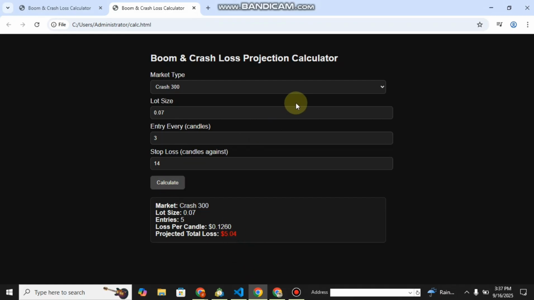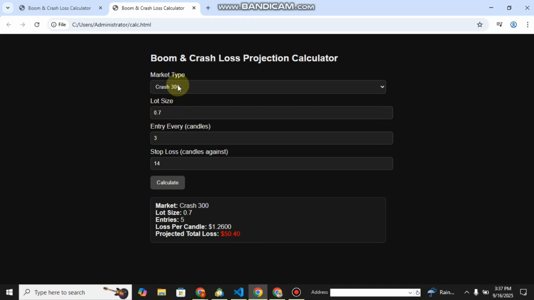We select the market we want to trade. We put the lot size that favors us. You can try different lot sizes, and it's just a few seconds. You can see, okay, 0.7. If I have $500, calculate, you'll see a $50 loss. Can you take that?